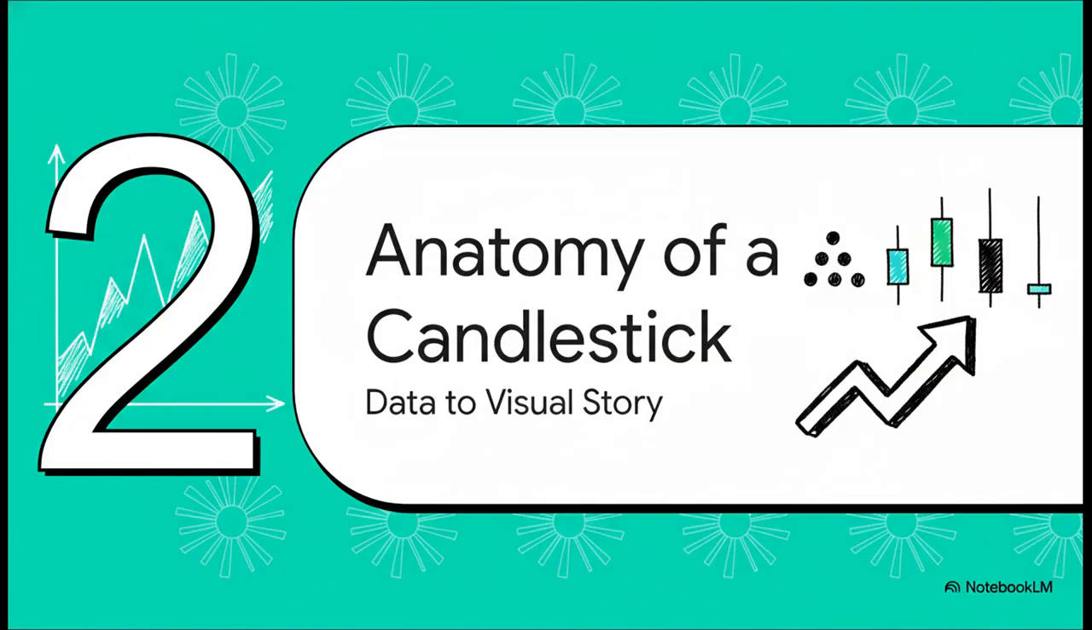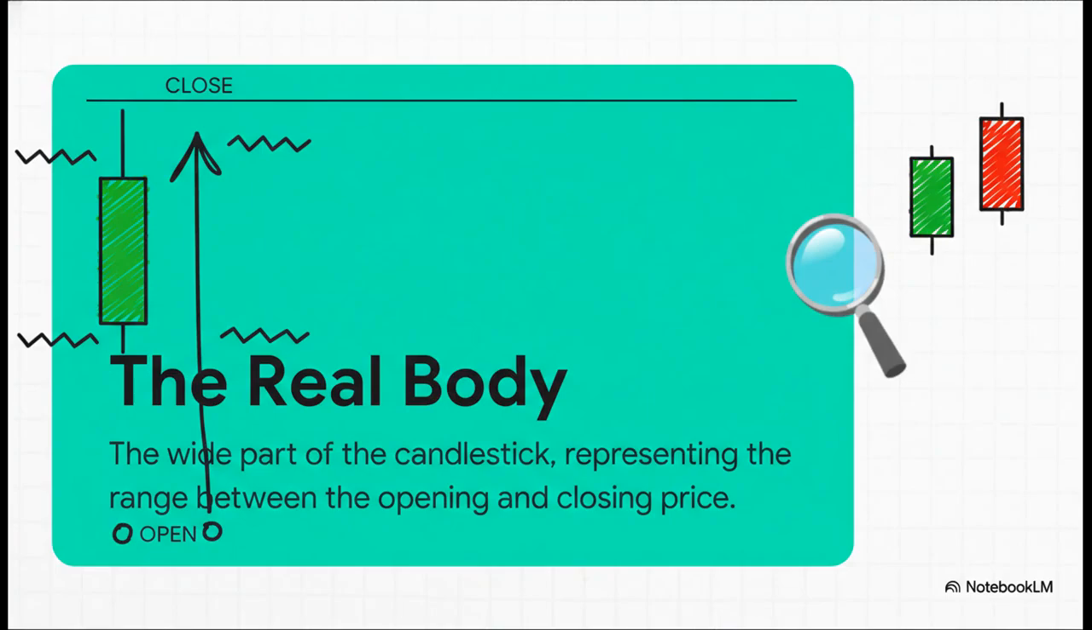Okay, so we've got our 4 numbers. But how do we get from that simple list to the iconic shape of a candlestick that we all recognize? Well, let's break down the anatomy and see how this data really comes to life. All right, first up is the real body. That's the thick, rectangular part right in the middle. This is the main event, you know? It shows the real tug-of-war between where the price opened and where it closed. The size of this body tells you just how much ground was won or lost in that battle.